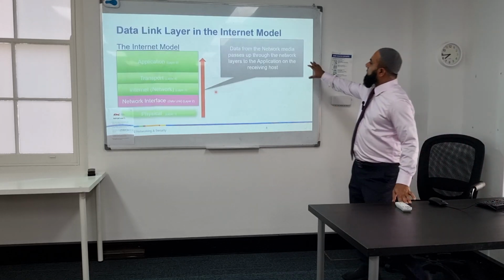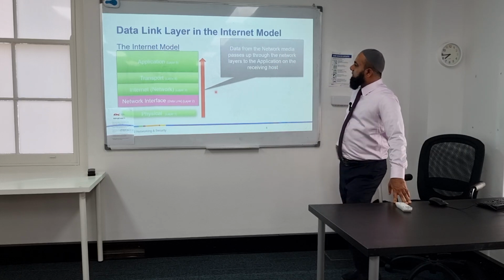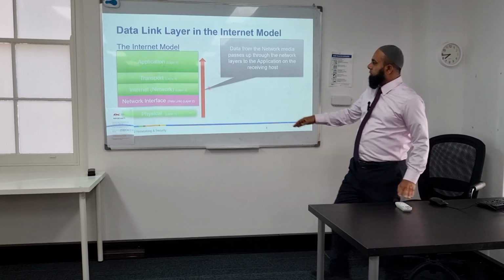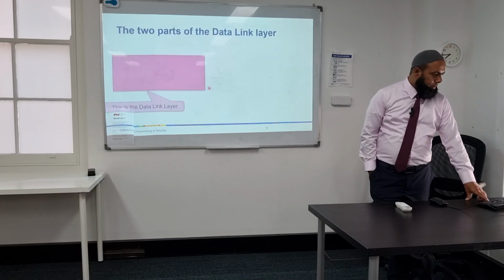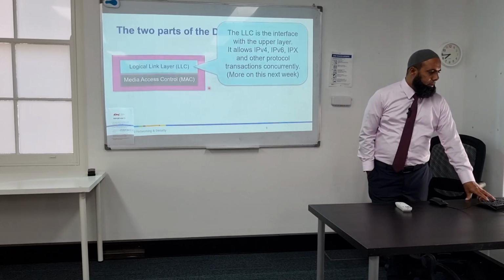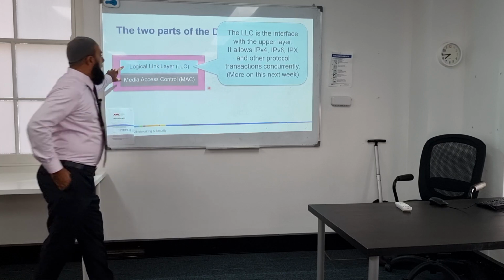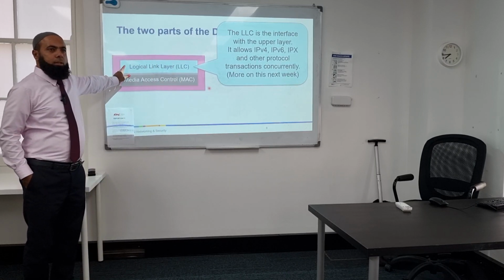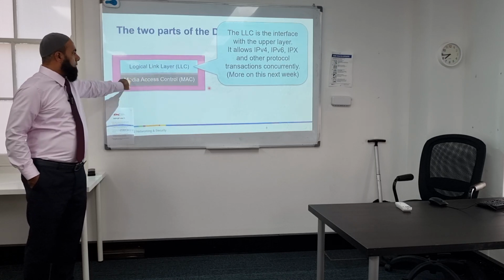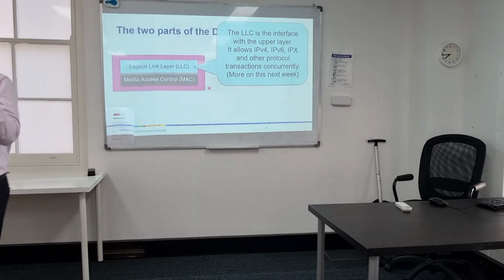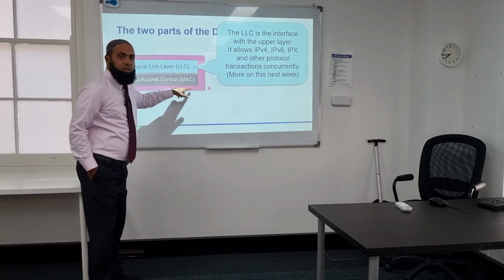So data from the network media passes up through the network layer to the application on the receiving host. Again, on the receiving side, it goes from the network interface up to the next layer. So, two parts of the data link layer. What are the two parts? Logical Link Control, LLC, and Media Access Control, MAC. Remember, MAC, not McDonald's, MAC, which is Media Access Control.